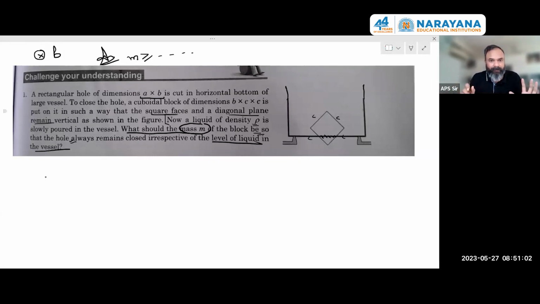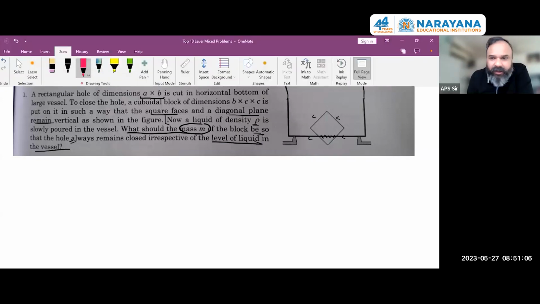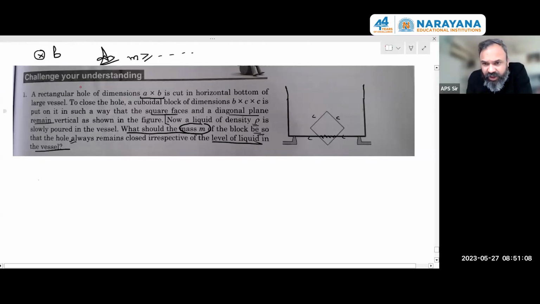That is the question. Now, when you start analyzing the problem, the first thing that comes to me is, initially, when you will fill the liquid up to this height, what is going to happen is, all those forces because of pressure which are going to come, they're going to try to lift up this block, right? So I need to ensure that I have sufficient weight here so that these pressure forces are not able to lift up the block. That is there in my mind.